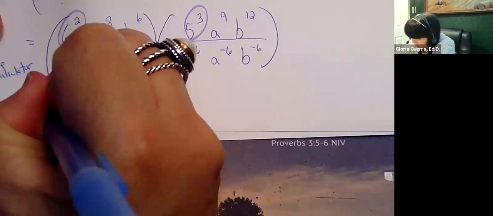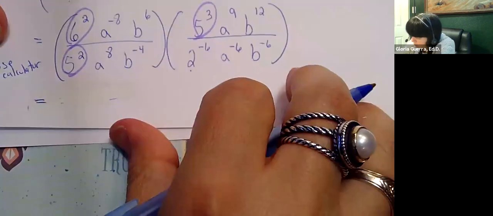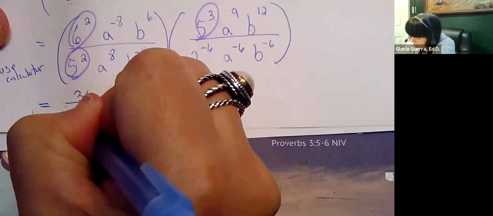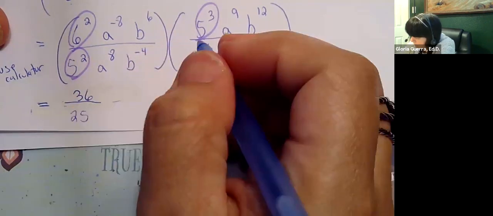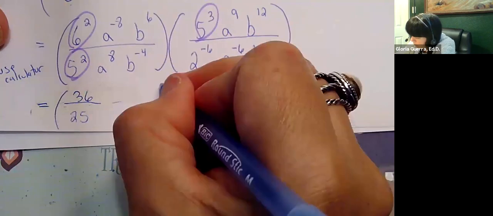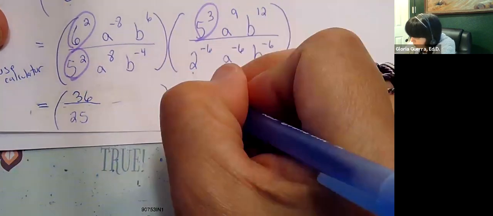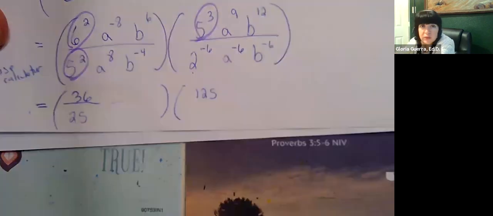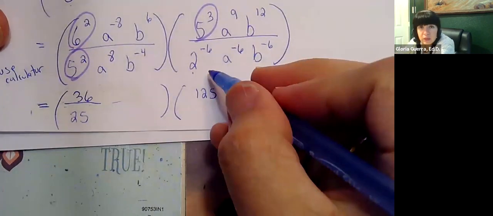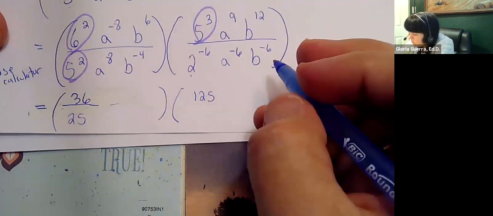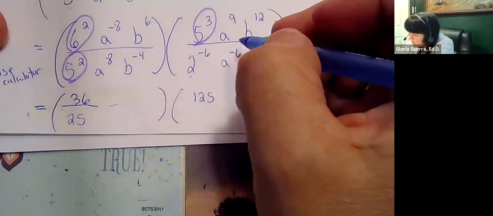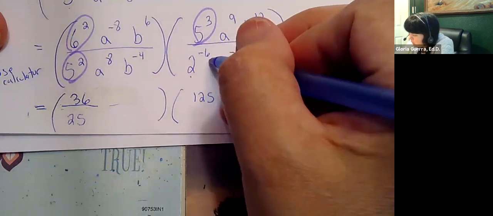Okay, so 6 times 6 is 36. 5 times 5 is 25. 5 times 5 times 5 is 125. Okay, and what's going to happen with this is going to go on top. So this 2 to the -6 is going to go on top.